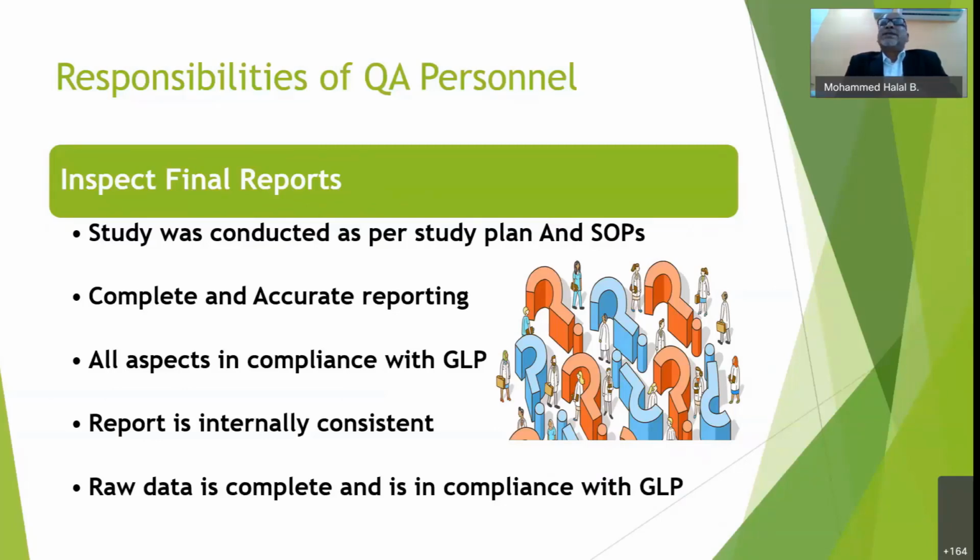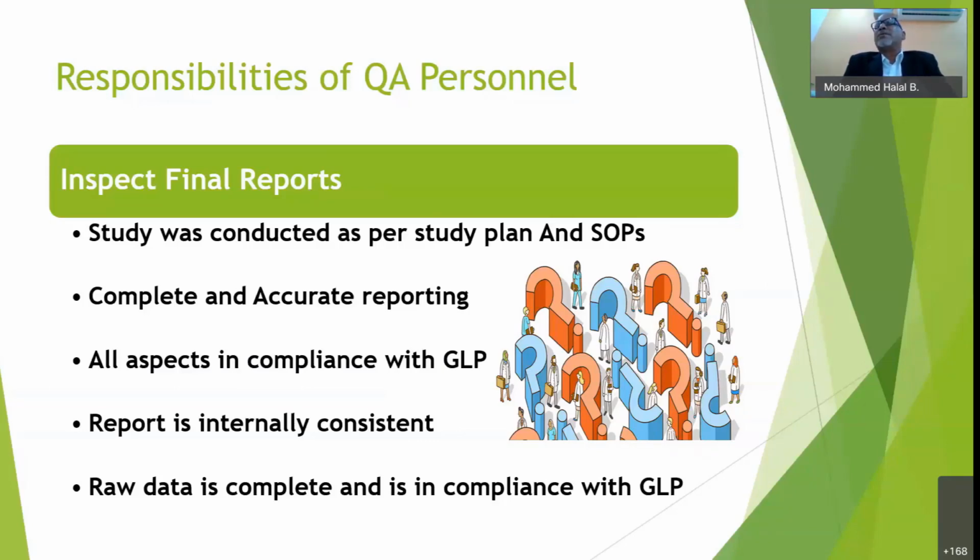So after the study plan review, the critical phase of audit. Now the QA person's responsibility is reviewing the final report. The study was conducted as per the study plan and SOP, and whether it is complete and accurate reporting. Also, we have to see all aspects in compliance with the GLP. Whether the study has complete compliance with the GLP, and the report is internally consistent.